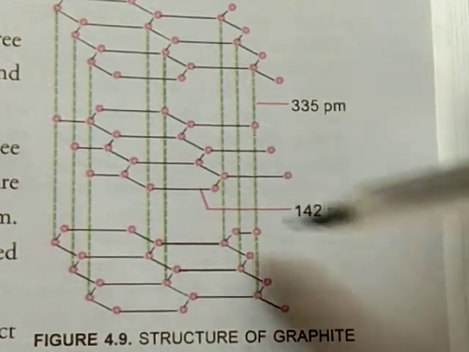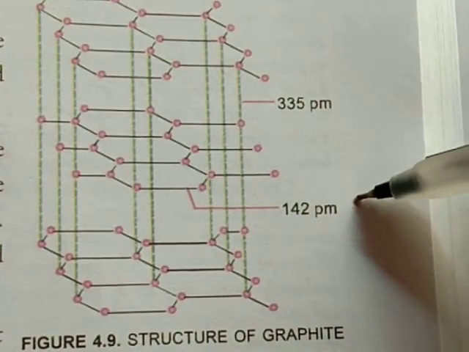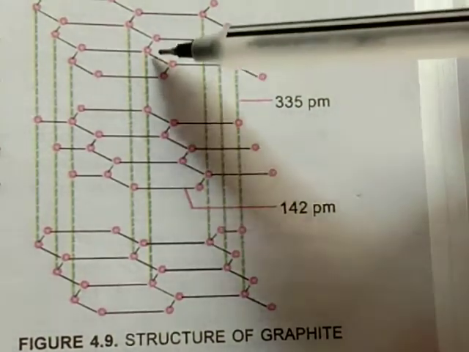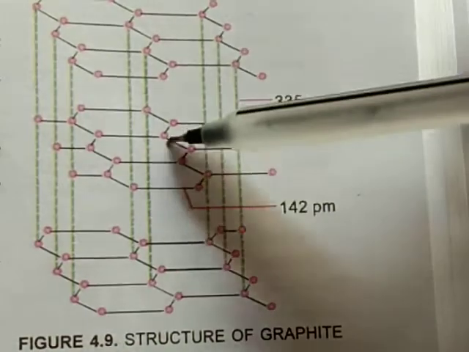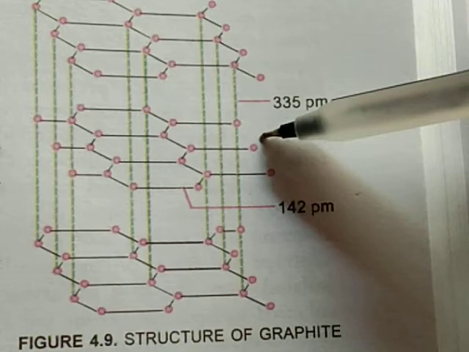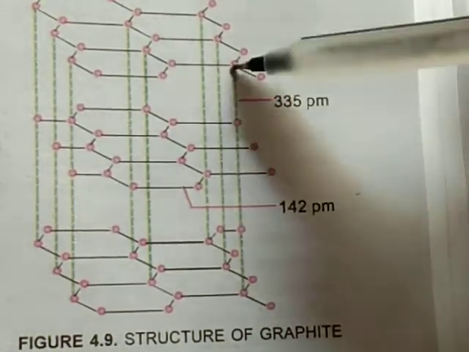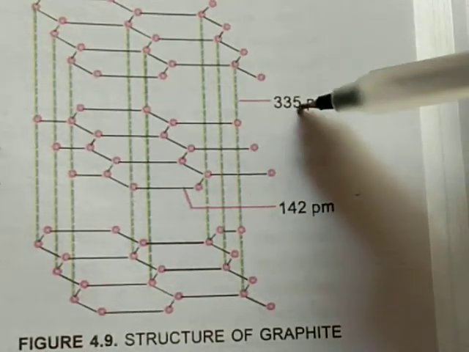The carbon-carbon bond length in this case is 142 picometer, and these layers are held by the weak force of attraction, that is van der Waals forces of attraction. The distance between the layers of these hexagon rings is 335 picometer.